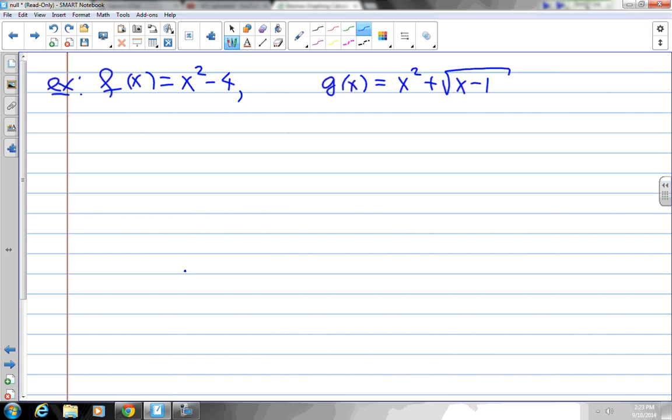Before we do anything else, I want us to find the domain of f, the domain of g, and the intersection of both, because that will be the domain of all the future functions that we're building. So what is the domain of f? All real numbers. It's just a quadratic function, a polynomial, nothing to worry about. What is the domain of g?